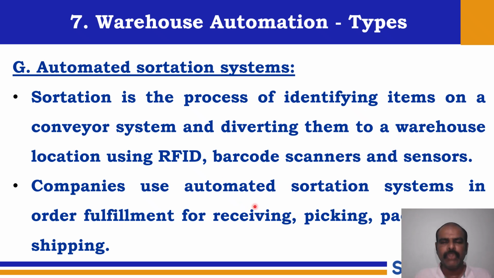So companies use automated sortation systems in order fulfillment for receiving, picking, packing and shipping. Based on, say, something like pin code, the items have to be segregated. Yes, this system will do well. Or based on area, like what we saw in the earlier presentations, the way a smart shelving activity works, yes, it is possible. The only thing is the data has to be present on the product, which by means of an AIDC device we can easily capture.